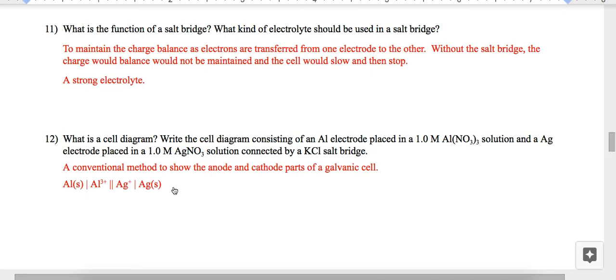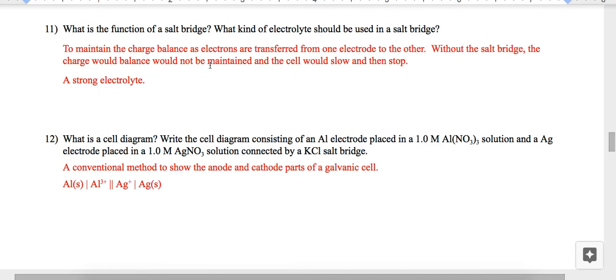We've talked about the cell diagram and how it is built, and really it's the conventional method to show the different pieces of a galvanic cell. We have the anode, we have the cathode, we have the phase boundaries because we have the solid versus the aqueous, and then we have the salt bridge that connects them. The salt bridge allows the process to continue. Without the salt bridge, the charge balance would not be maintained throughout the process of the electron transfer from the cathode to the anode, or the anode to the cathode, and therefore the galvanic cell would slow and then stop.